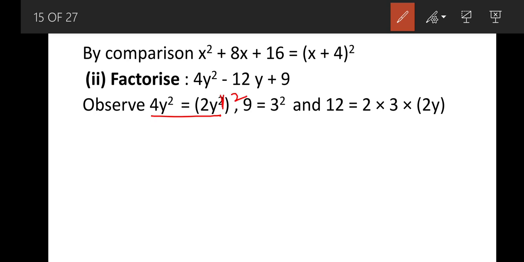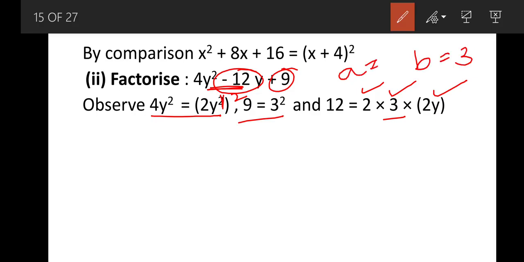2y square. 9 can be written as 3 square, and the minus sign is there, so we need to use identity number 2. So we should write this term in the form of 2ab. Here a we are taking as 2y, and b we have taken as 3.